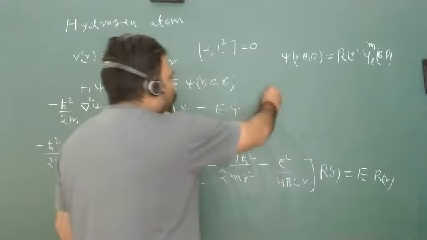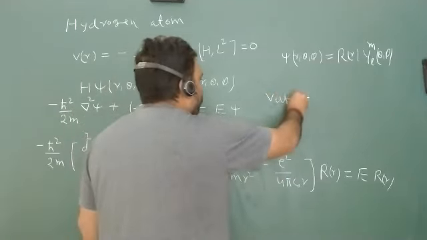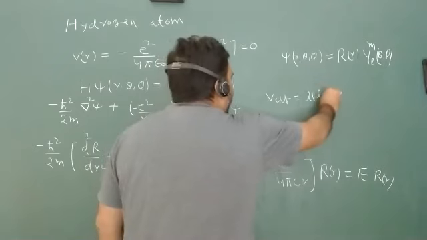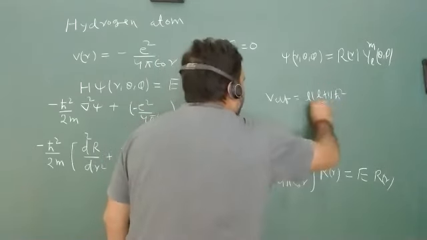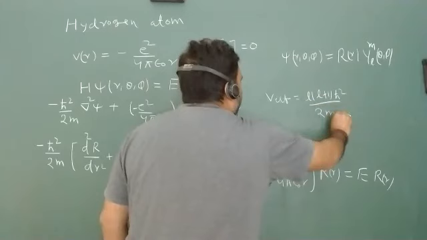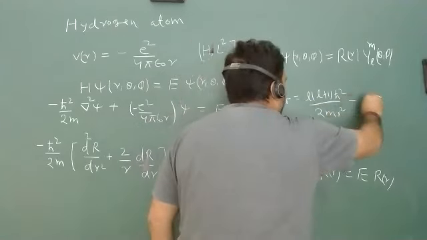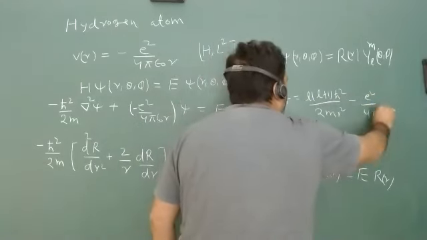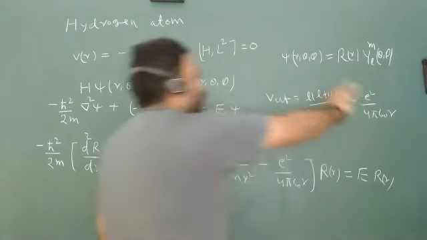So we have V effective as l into l plus 1 h cut square upon 2 m r square minus e square upon 4 pi epsilon naught r. So this is all the stuff.